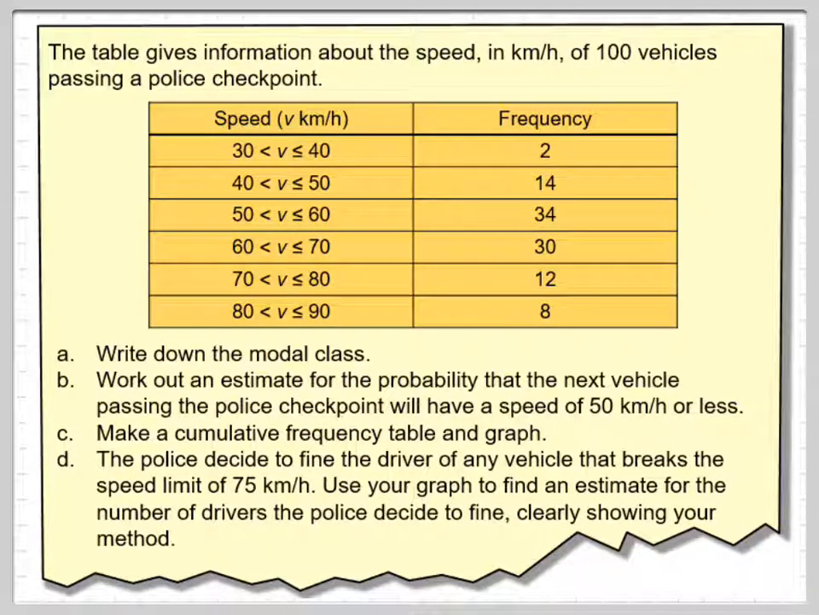Write down the modal class, work out an estimate for the probability that the next vehicle passing the police checkpoint will have a speed of 50 kilometres or less. Make a cumulative frequency table and graph. The police decide to fine the driver of any vehicle that breaks the speed limit of 75 miles per hour. Use your graph to find an estimate for the number of drivers the police decide to fine, clearly showing your method.